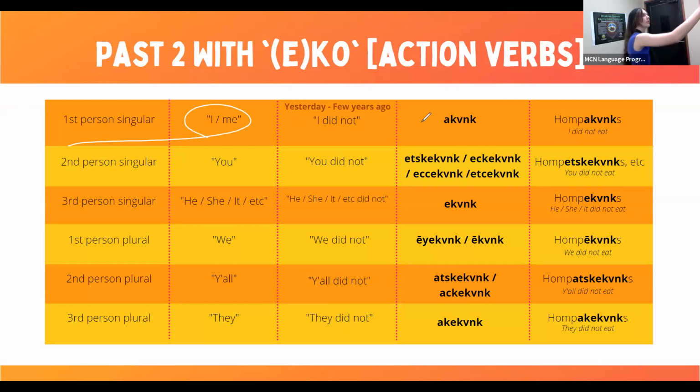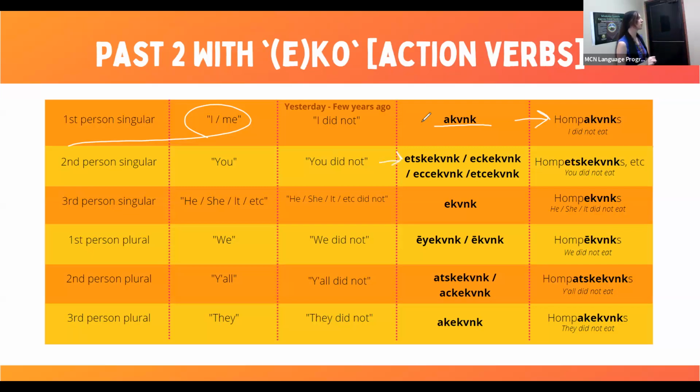I did not. Like I said, agunk, where you take agul, unk, and you have to drop that agunk. And don't forget, it's just the I form that takes the I instead of E. So agunk. So hombagunks. I did not eat. So maybe we're talking about dinner last night. Did you eat dinner? Hombagunks. I didn't eat dinner last night. Hombagunks.